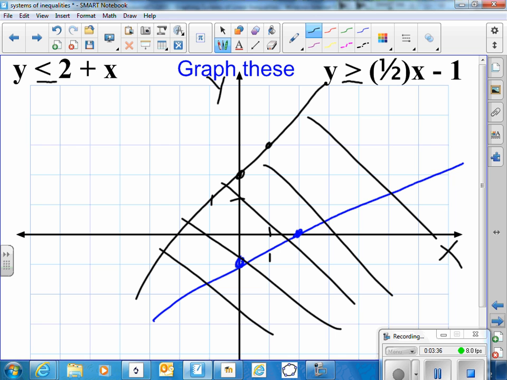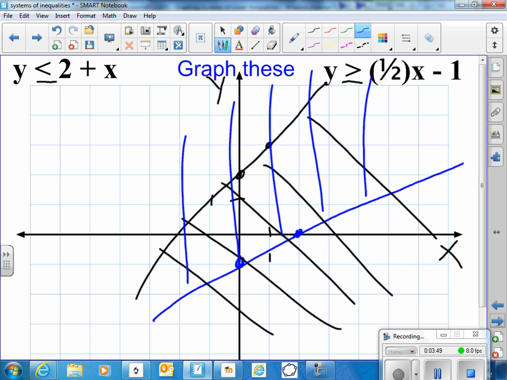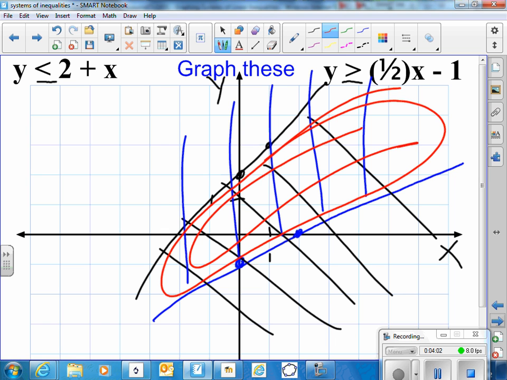Below, the way I think of it, 0 is less than 2, for example. And on the other one, it says greater than or equal to. So the region that satisfies this system of linear inequalities would be everything in here, in between those two lines.